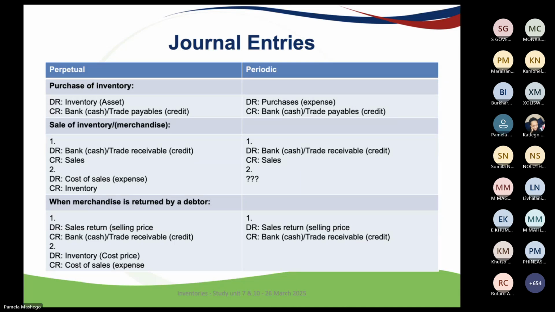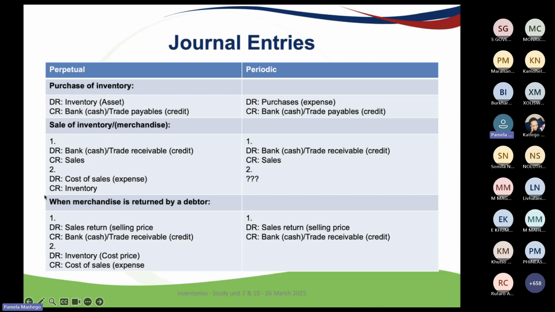That's why. Okay. And then sometimes your customers will return the inventory that they bought from you, maybe because they're unhappy with the sale or there's something faulty with the product. So in the perpetual inventory system, you'll also have two journals. Remember when you sold it, there were two journals. Now when they return it, you do the opposite. You'll debit sales return at your selling price, and you credit bank if the customer bought it on cash, because you have to return that money. And if it was on credit, you credit trade receivable to show that they no longer owe that money.